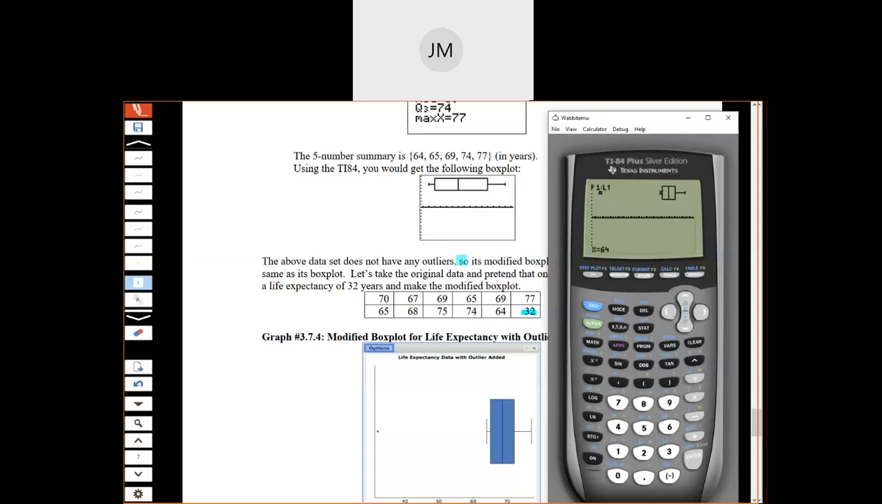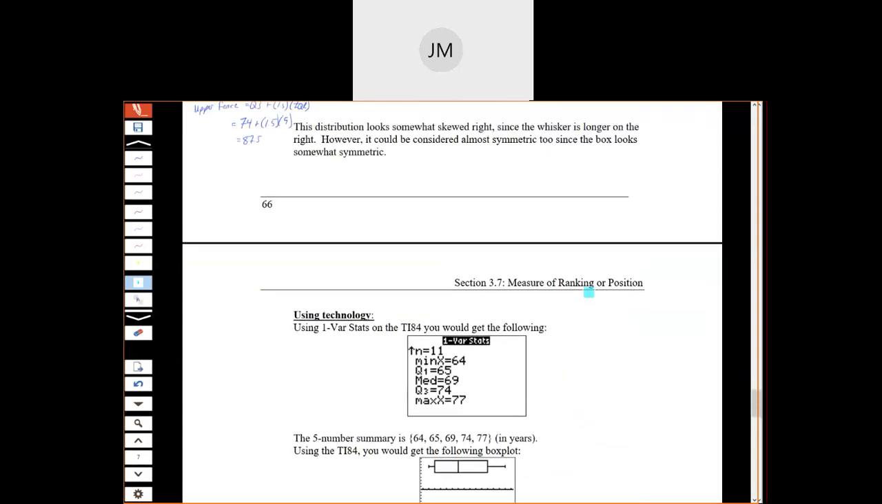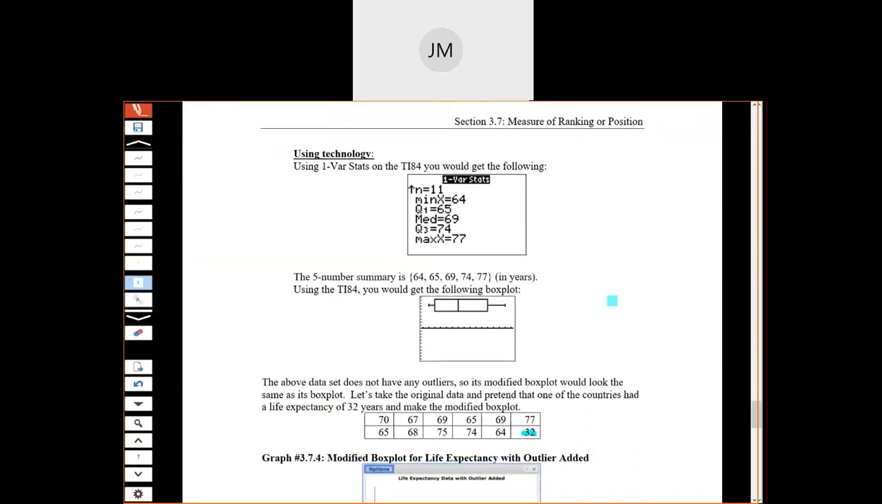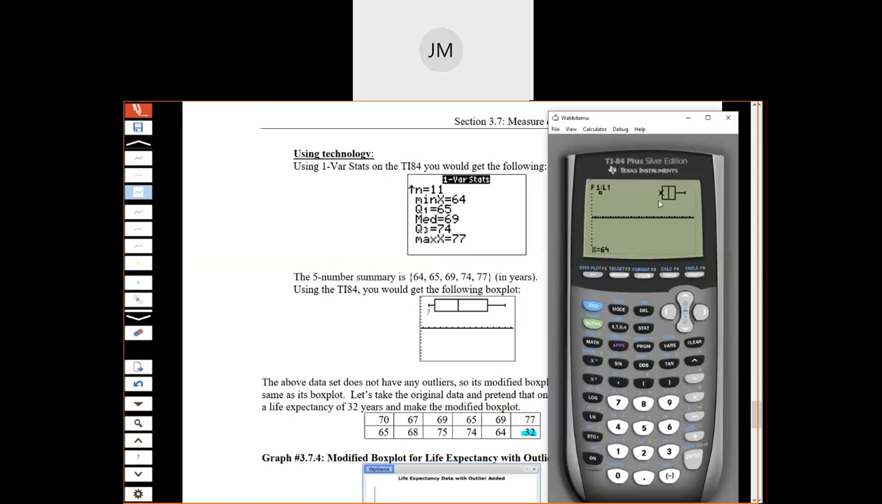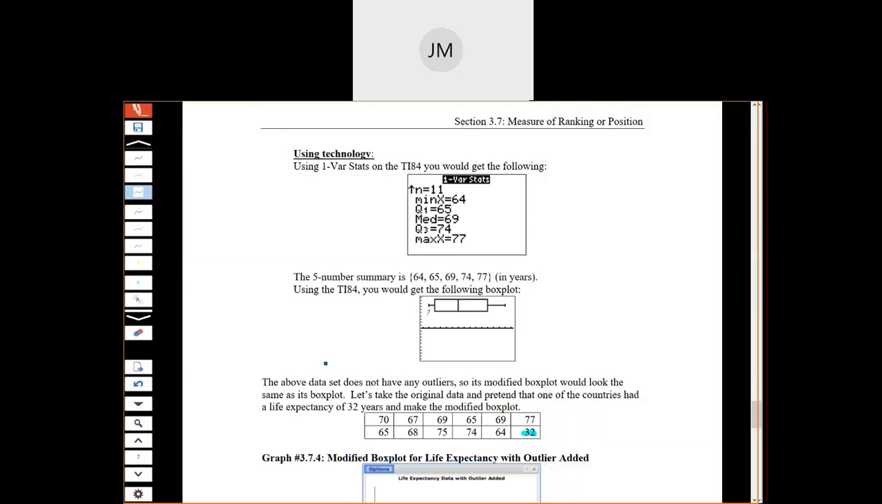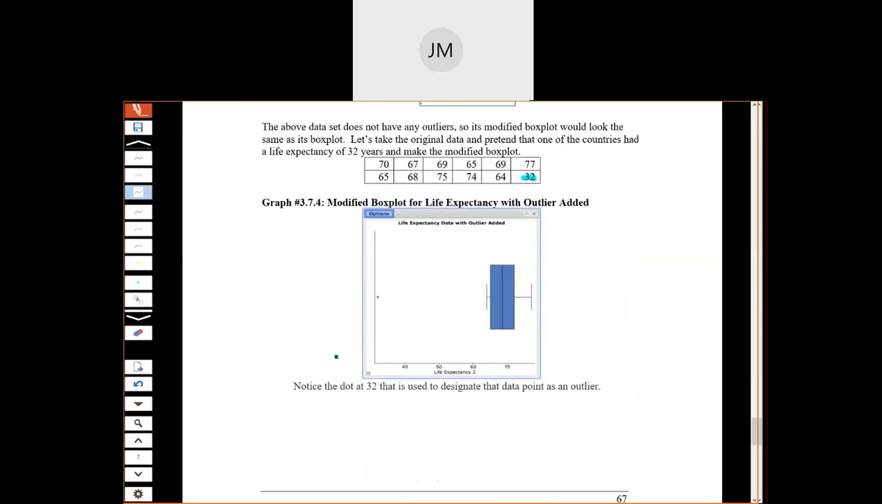So then the question becomes, on your box plot, what is this leftmost value if it's not the minimum value? Well, if you have outliers, you don't count them for what that left end and far right end are. So this would just be the lowest value that's not an outlier. On my calculator it says 64, and in this data set, 64 is the lowest value that's not an outlier. 32 is an outlier. So that's how box plots can tell me what outliers are.